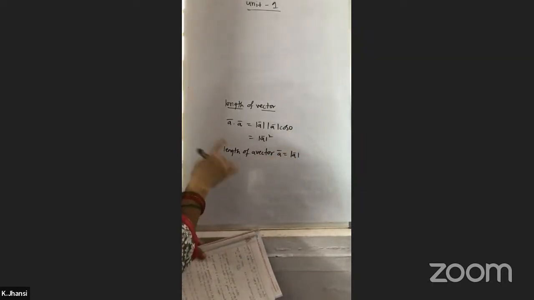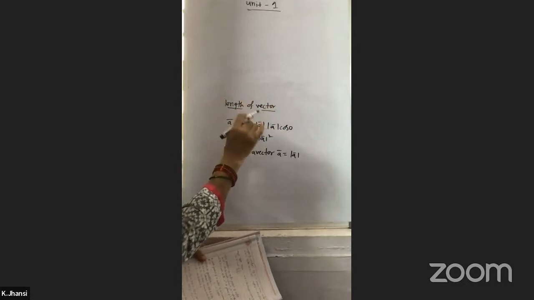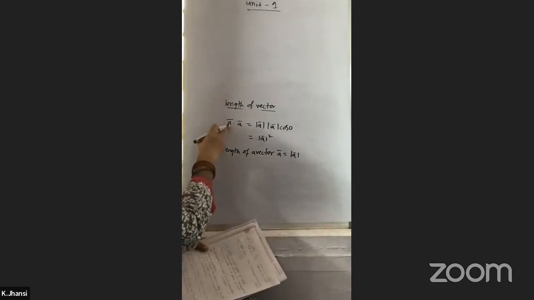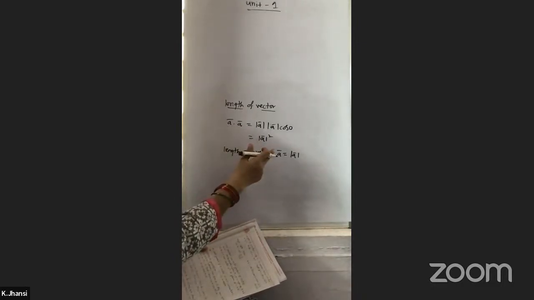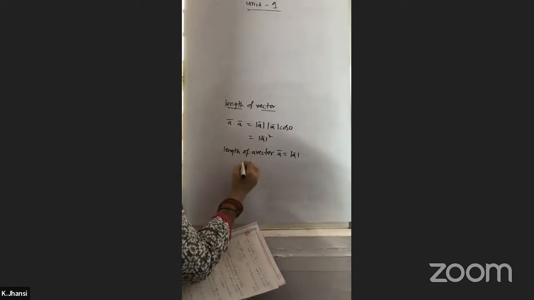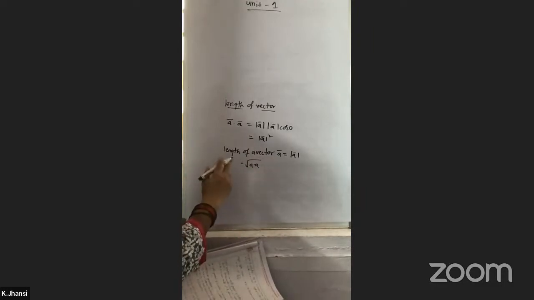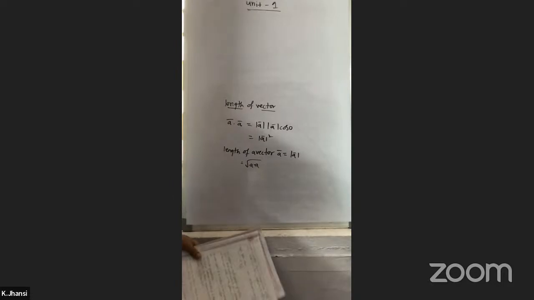What is the modulus or magnitude? It is the square root of the squares of whatever the vector values are, the i, j, k values. Here you are having only vector A, so it is A square. So it is equal to root of A dot A. Or else we can write A square, and both will get cancelled, so you will get the same one. So this is the length of the vector.